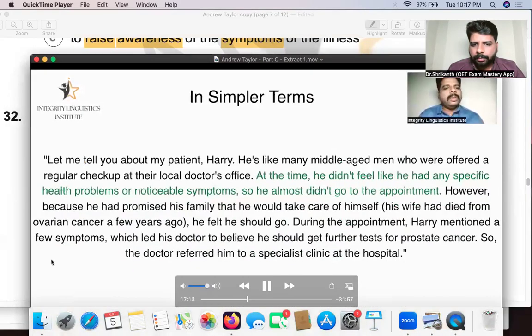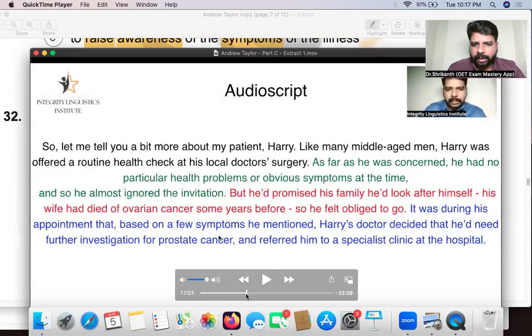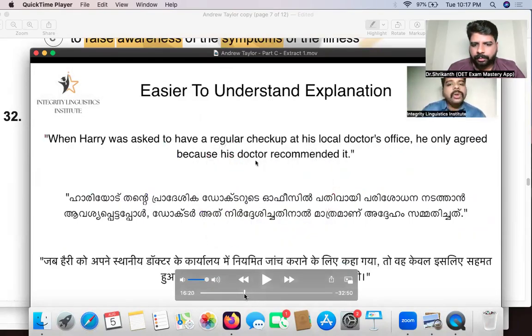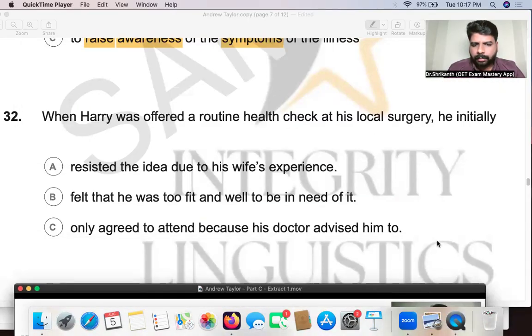Okay, so that is what the audio said. Should I repeat it just once again? Because it's a slightly tricky question. Okay, that's what answer option C is telling us. Now let's hear the audio.